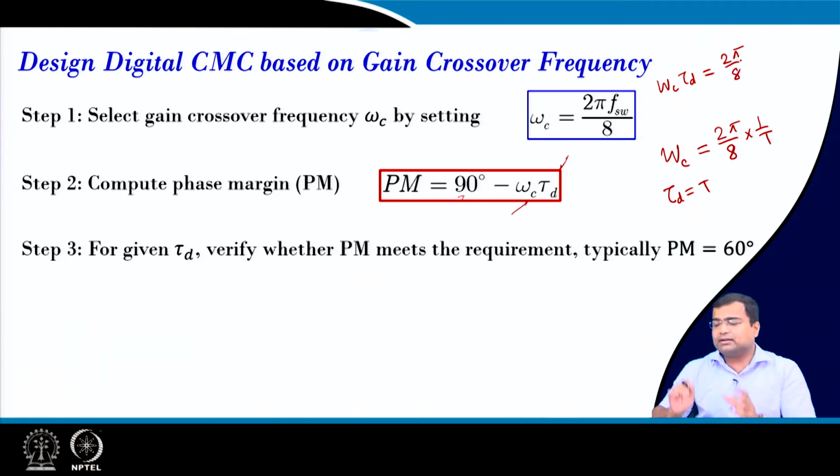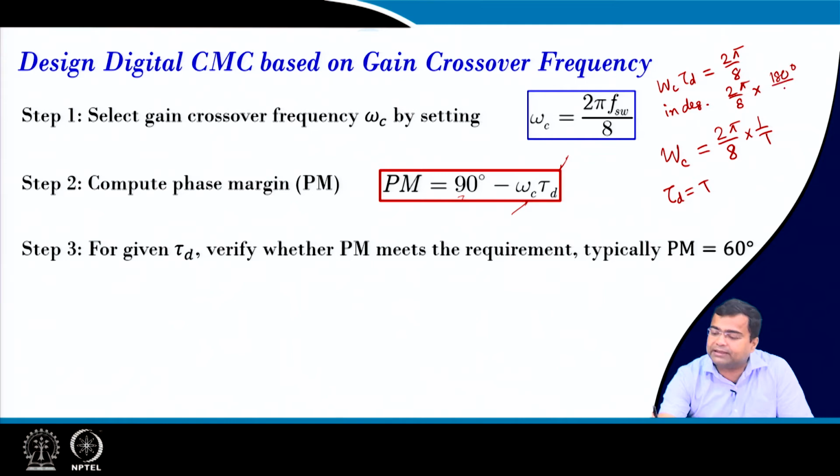It will be simply 2 pi by 8. It is in radian, and if you want to convert into degree, how much? It will be 2 pi by 8 into 180 degree by pi. So, if you cancel, this will be 4. So, it will be around 45 degree. That means you will lose around 45 degree phase margin due to this delay.